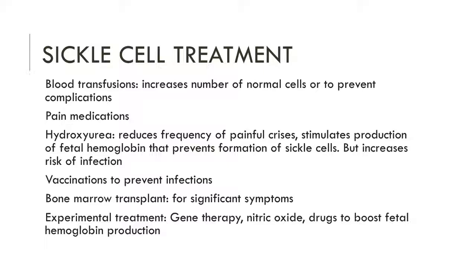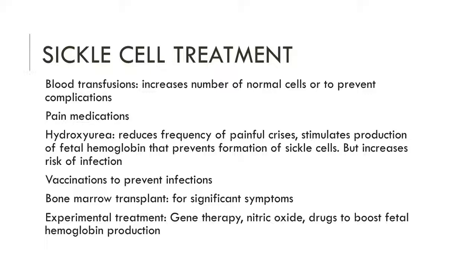The treatment for sickle cell includes blood transfusion. This increases the number of normal cells, or it is used to prevent complications, especially in children. Children may actually get blood transfusions of red blood cells on a regular basis. Pain medications. Obviously, you saw that little swollen hand, and you know that's got to hurt. And then when you think about the chest pain and other things that are involved with it, these kids and adults are on a lot of pain medications to deal with that pain.